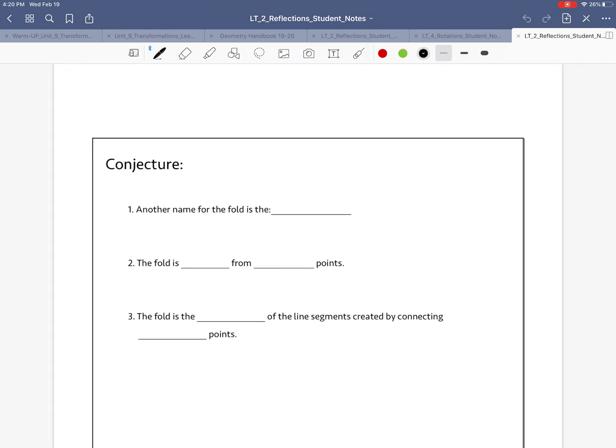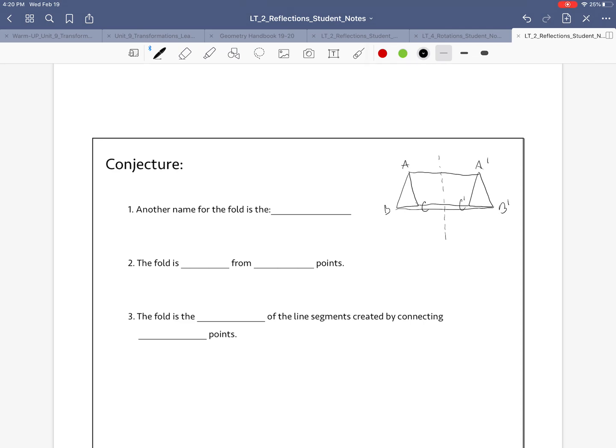What they did was they took a piece of tracing paper and reflected a triangle and saw how those shapes were related to each other by connecting corresponding points and seeing how those corresponding points related to the line of reflection. And what we found was that, these need to be A prime, B prime, and C prime.